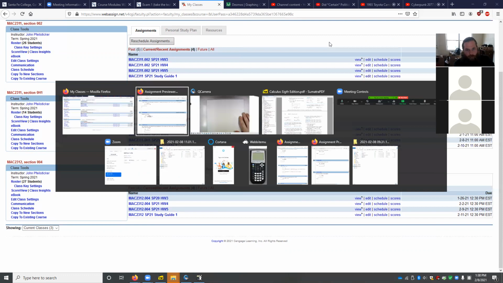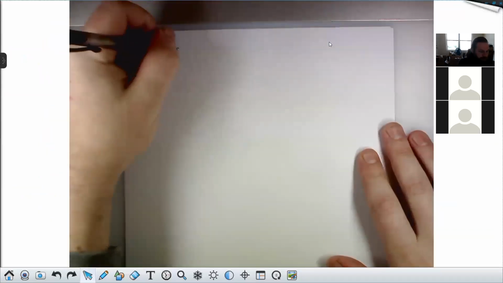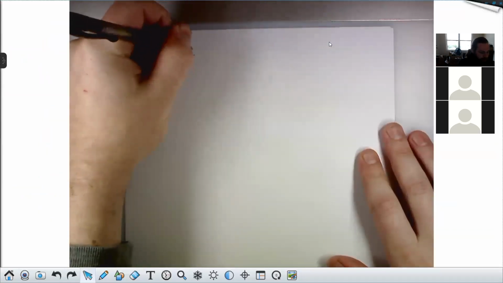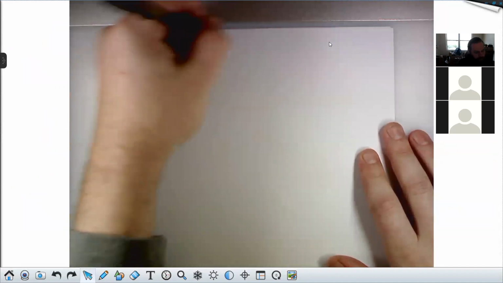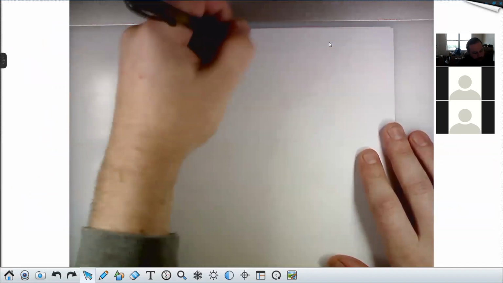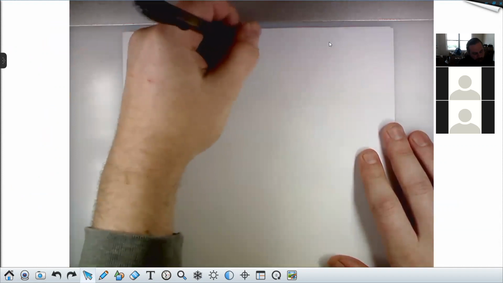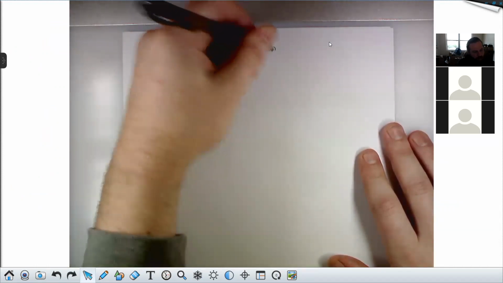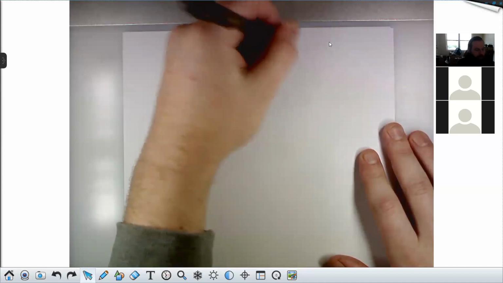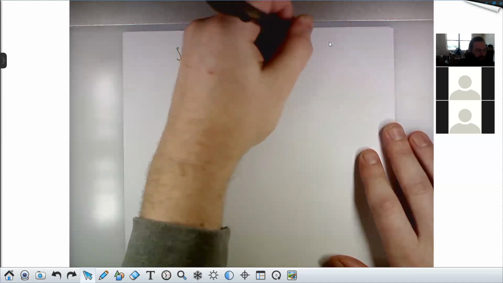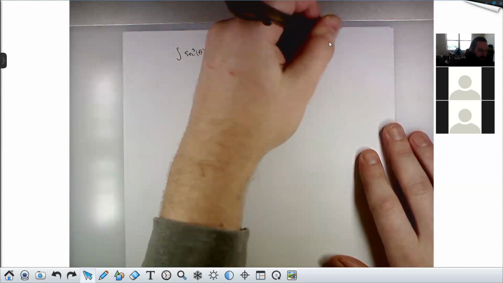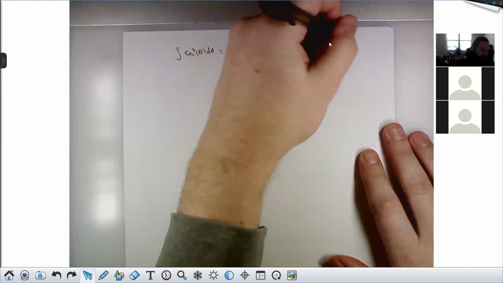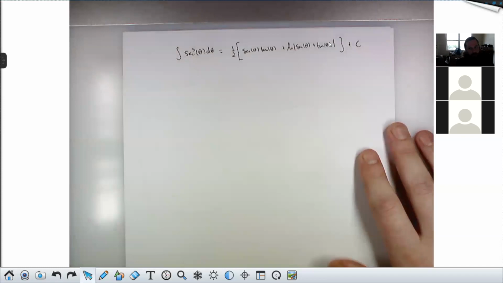So secant cubed on its own: the integral of secant cubed theta d theta is 1/2 secant theta tangent theta plus the natural log of secant theta plus tangent theta, plus C.